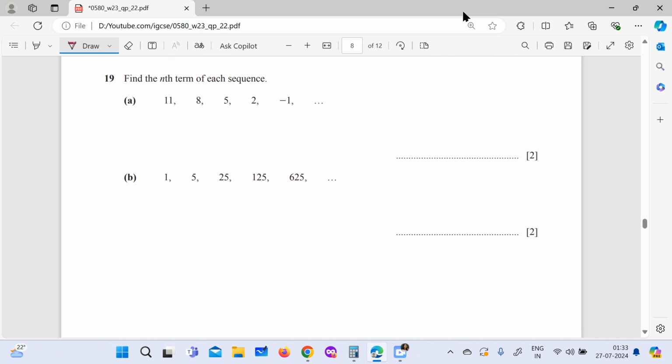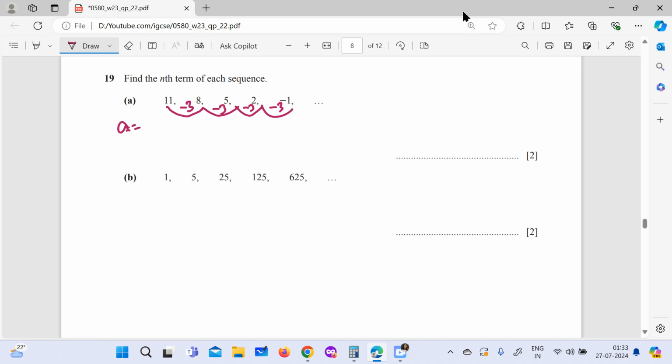Okay. So find the nth term of each sequence. Okay, so we need to find the nth term. Let's see the common difference. So 8 minus 11 is minus 3, 5 minus 8 is minus 3, and 2 minus 5 is minus 3. And here also, minus 1 minus 2 will give you minus 3. So your common difference is minus 3. And this is a linear sequence as we got the common difference the same each time.